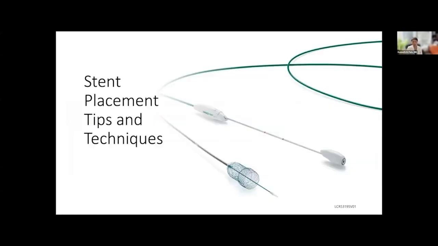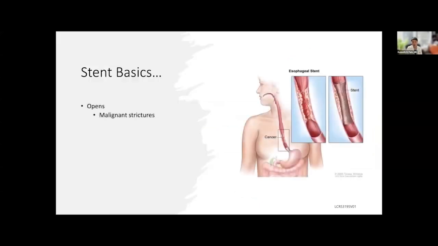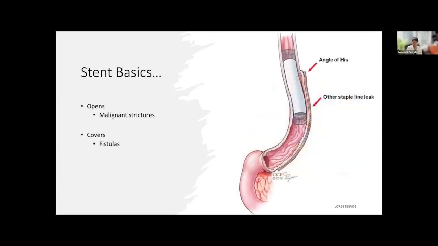Okay, so now we'll shift gears a little bit to actually placing stents, some stent basics. Obviously, we talked about how a stent opens malignant strictures. Again, it is not indicated for benign strictures, given its high perforation and migration rate, so it's only indicated for malignant strictures. It also covers fistulas. I know we use covered stents for other indications, but the only approved indication is for fistulas.